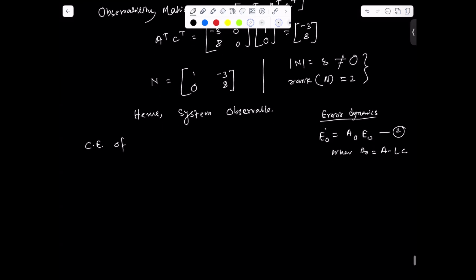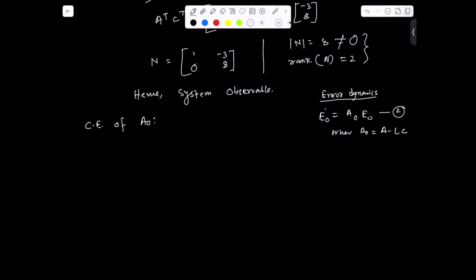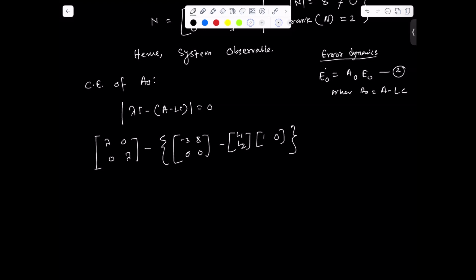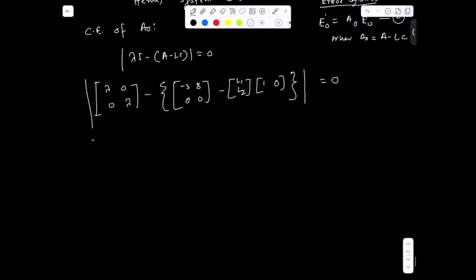Let's assume A naught. We get determinant of lambda I minus A naught, where A naught is A minus LC, equal to 0, and we can substitute lambda 0, 0 lambda, and we are having here we can write [-3, 8; 0, 0] minus [L1, L2] the observer gains times [1, 0]. And so this is equal to 0, right?